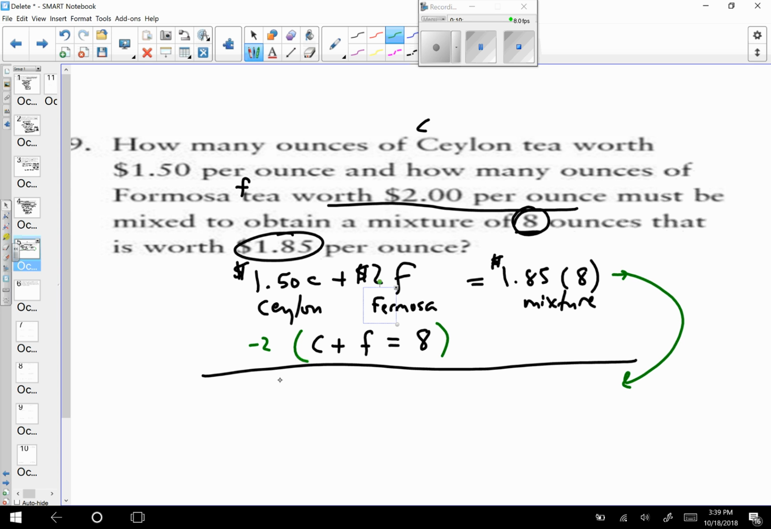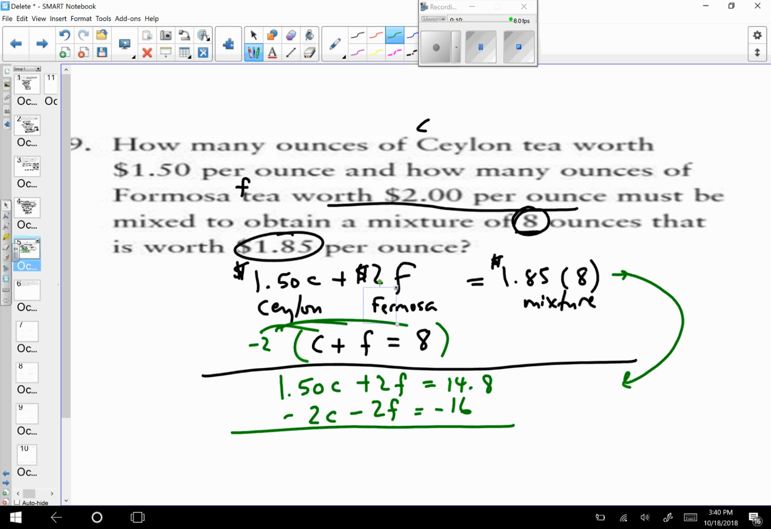Okay, so we're going to get, the original one is still $1.50C plus 2F is equal to $1.85 times 8, which is 14.8. The second equation, again, we're multiplying by -2 on everything, so we get -2C minus 2F is equal to -16. And now we just evaluate this. So $1.50 minus $2 is -50 cents, so -0.5C. These cancel out, which is what we want, is equal to, this is negative because 14.8 minus 16 is -1.2. Divide both sides by -0.50. These cancel out and you're left with C is equal to 2.4.